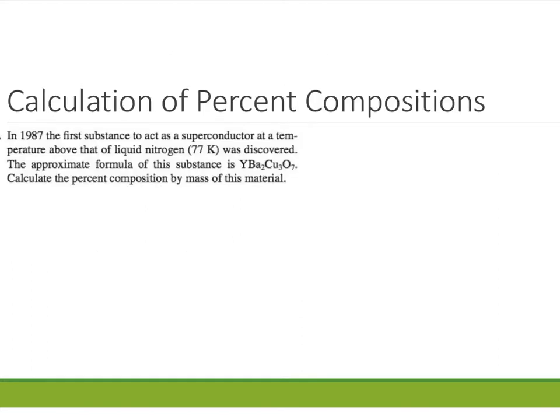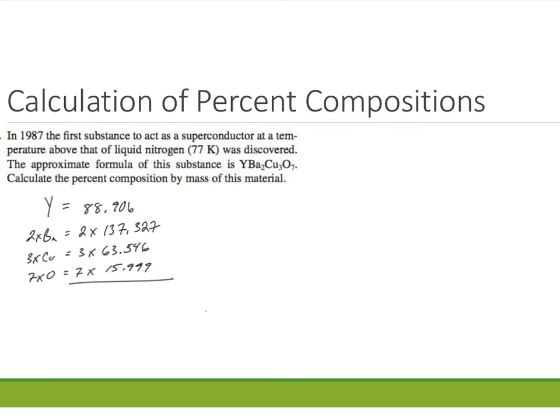This is best illustrated using a problem. In 1987, the first substance to act as a superconductor at a temperature above that of liquid nitrogen was discovered. The approximate formula of this substance is yttrium, barium-2, copper-3, oxygen-7. Calculate the percent composition by mass of this material. What we're looking for is how much of the whole is yttrium, how much of the whole is barium, how much of the whole is copper, and how much of the whole is oxygen. So the first thing we need to do is determine what the molar mass of the whole thing is.